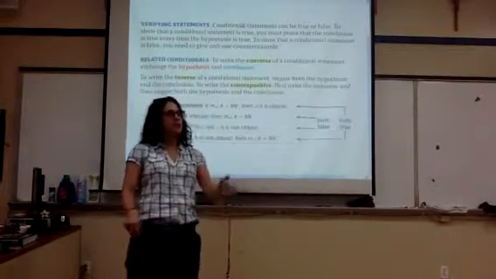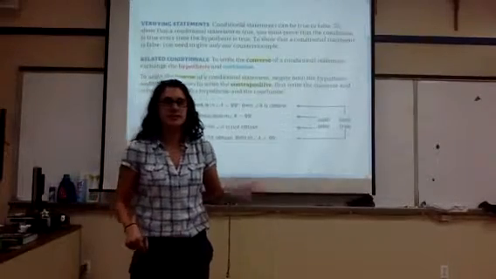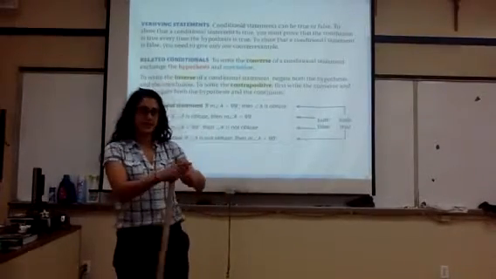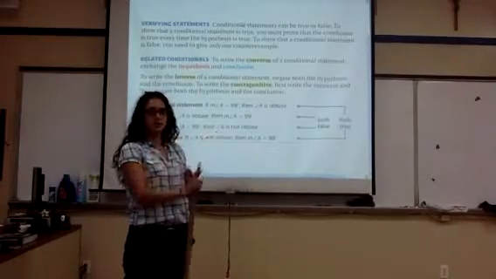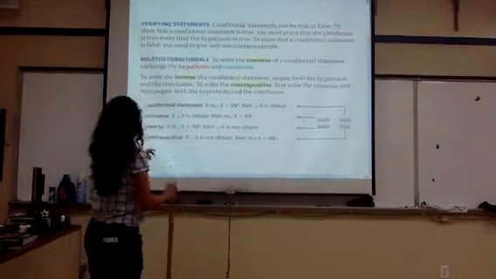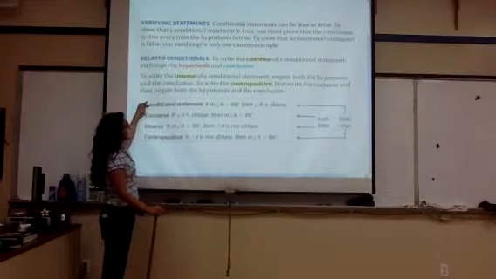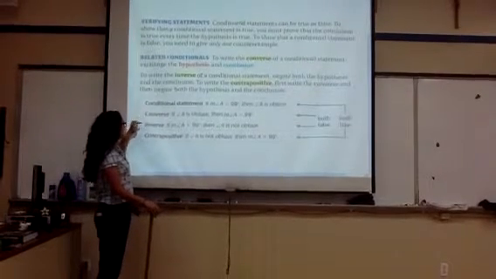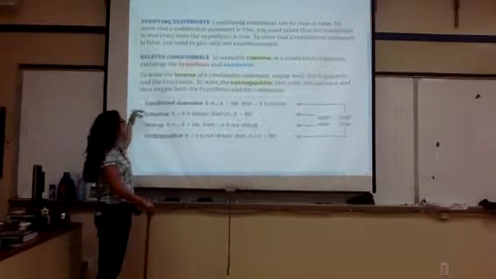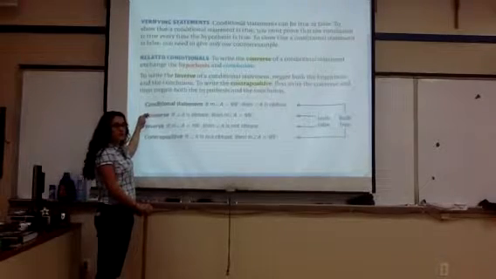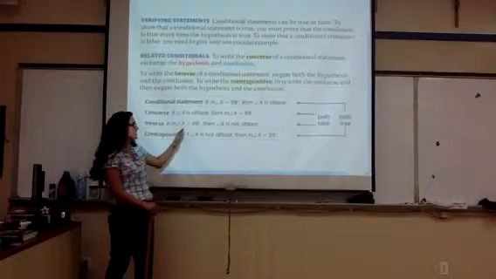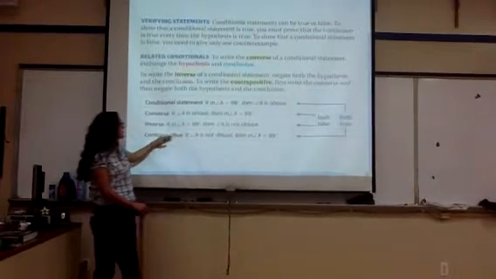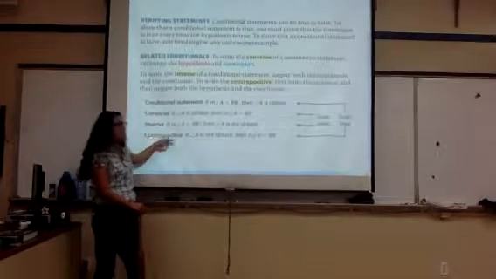Anyways, jumping back into 2.2, we're analyzing conditional statements. Remember, it's an if-then, we have a hypothesis and then the conclusion. And we have the conditional statement, the converse, the inverse, and the contrapositive. Remember, the converse is just switching the hypothesis and the conclusion. The inverse is just negating both, and then the contrapositive is taking the converse and negating it.